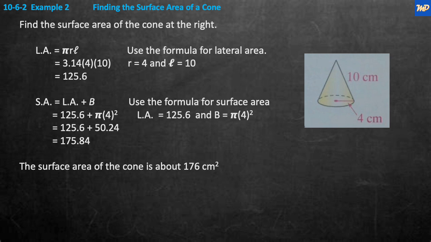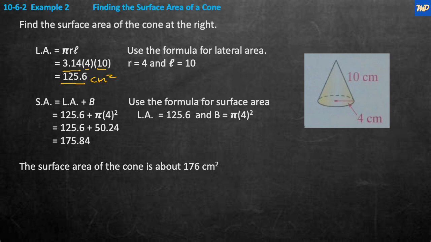The lateral area is pi RL. That's using the formula for lateral area, pi RL. And for pi RL, we have pi, which is 3.14. R, the radius, is 4, and 10 is L. The 10 is the slant height. When we multiply that out, we get 125.6, and I can put in the centimeters squared, so it's part of the answer.